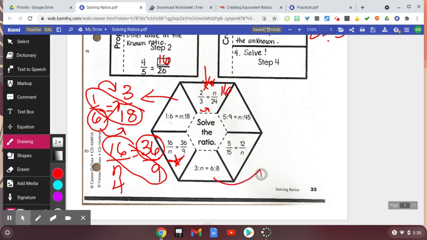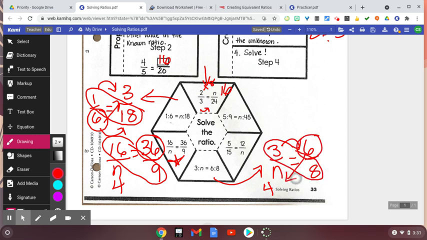So let's take a look at this one. We've got 3 over n equals 6 over 8. This one's pretty easy. We can see what the pattern is. We times that by 2. So what times 2 equals 8? This must be 4. If you want to double check, you can see, well, 3 times 8 is 24. We divide that by 6, and we still get the same answer of 4.